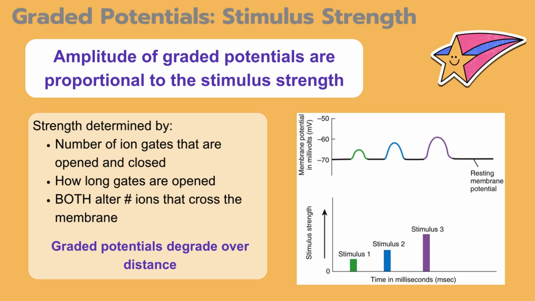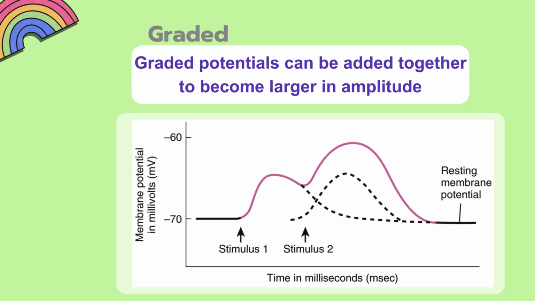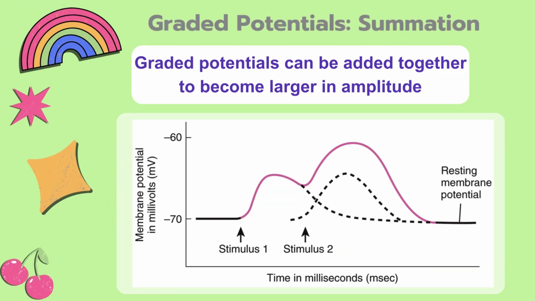Another important fact is that graded potentials degrade over distance. This characteristic comes into play a bit later in our discussion. Graded potentials also exhibit summation. GPs can be added together to create a larger amplitude. The graph on the slide shows 2 stimuli being added together, resulting in a larger amplitude.